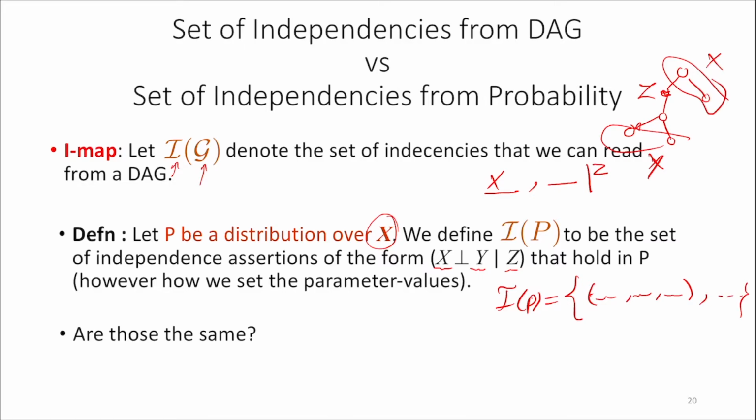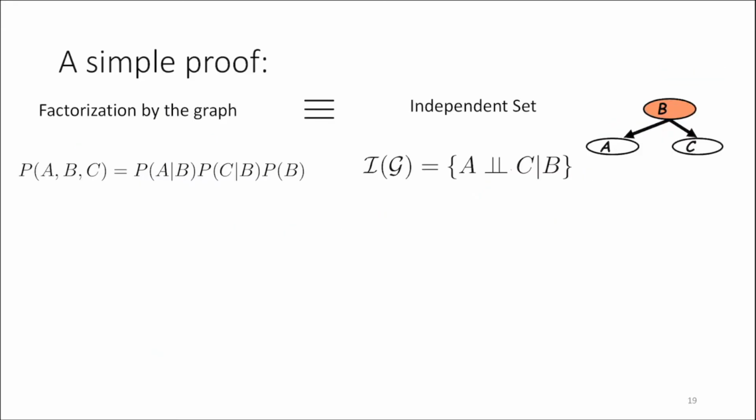One question would be: if I can read the set of independencies from the DAG, would that be the same set of independencies that are already in the probability distribution that are induced by that graph? And the answer to that is no, they're not the same. So let me give you an example.